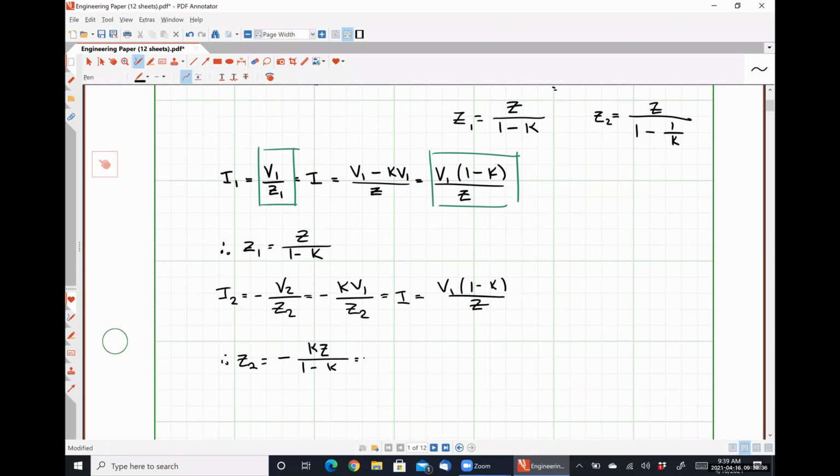And if we divide the numerator and denominator by K, this gives us Z over 1 minus 1 over K. I see an incredulous look here.